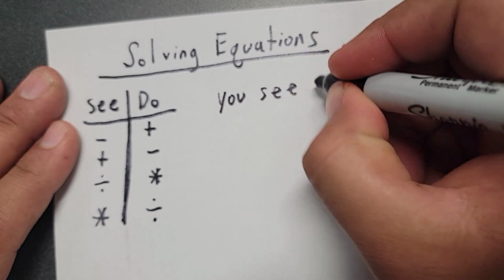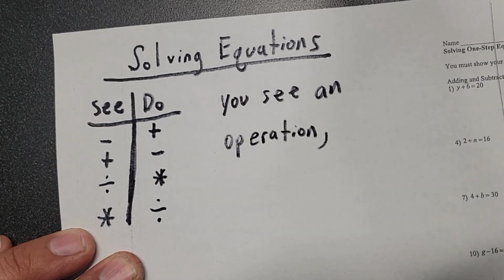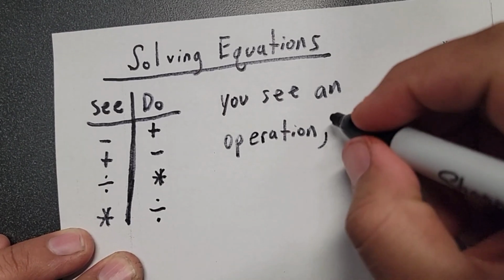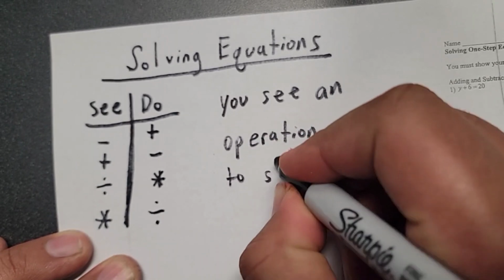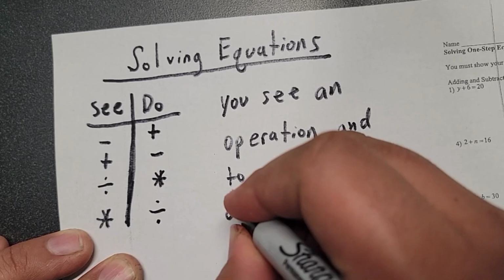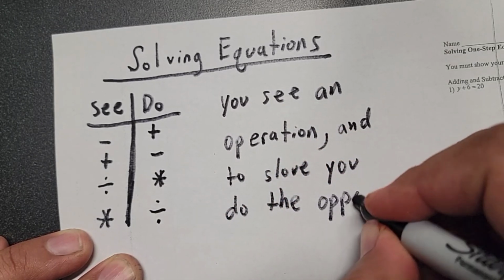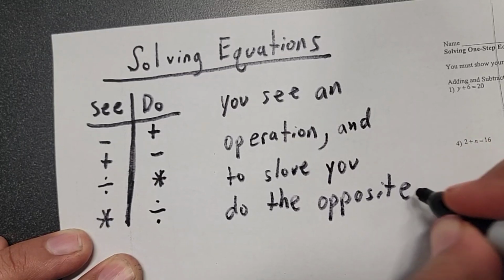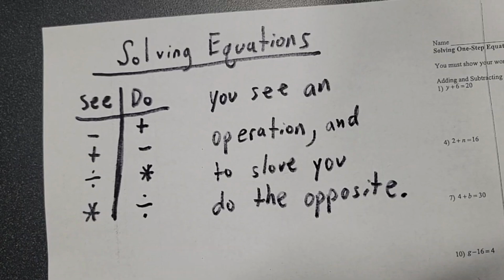So you see an operation, and to solve, you do the opposite. All right, you see an operation, and to solve, you do the opposite. So we're going to do a couple of examples.